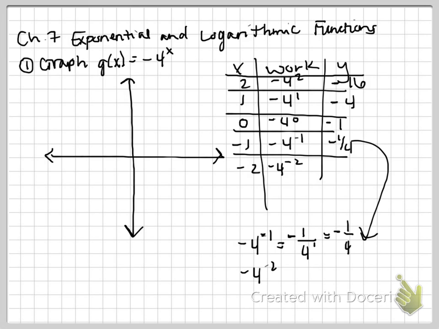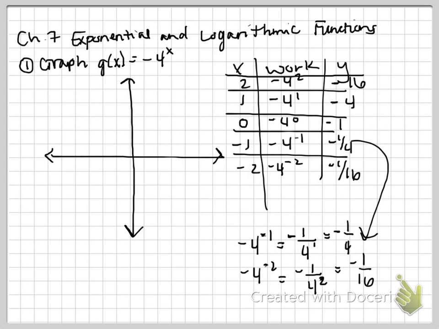I can do the same thing with -4 to the -2 power. If I want to make that exponent positive, I can bring the 4 with its exponent into the denominator. I get -1 over 4 squared, which is just -1 over 16. Okay, so now I have some points that I can plot.